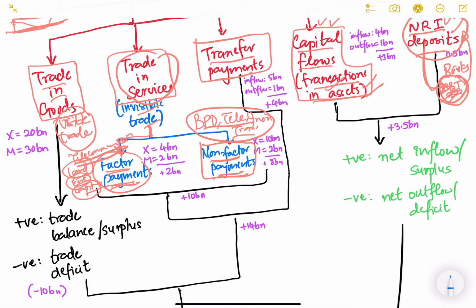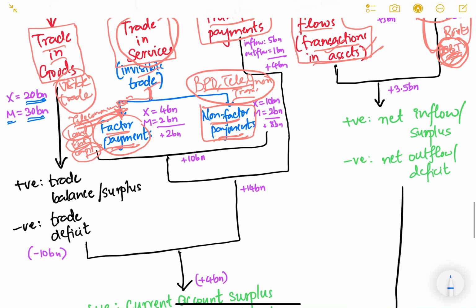So trade in goods, say for example our exports for a given year was 20 billion, X is equal to 20 billion, and imports was 30 billion. So what is the net trade in goods? Export minus import, it becomes minus 10 billion, right? Because 20 minus 30 will be minus 10. So now here we are having a trade deficit because it is negative. Whenever this trade balance is negative, it is known as trade deficit. And if it is positive, it will be called trade surplus. So here the trade balance is minus 10 billion.